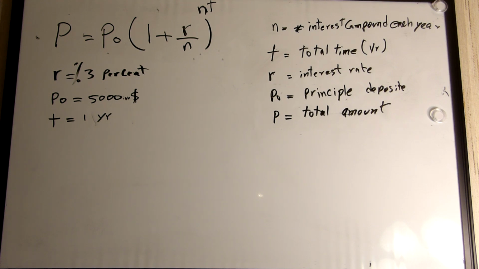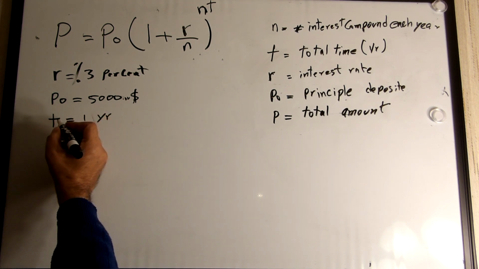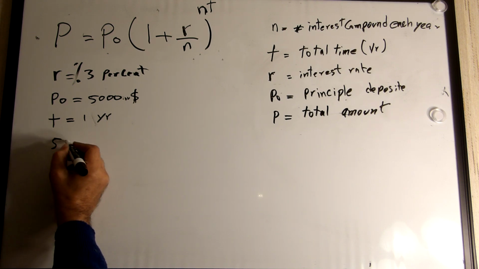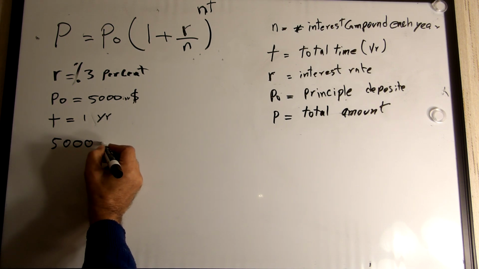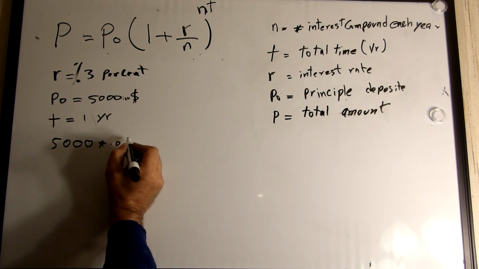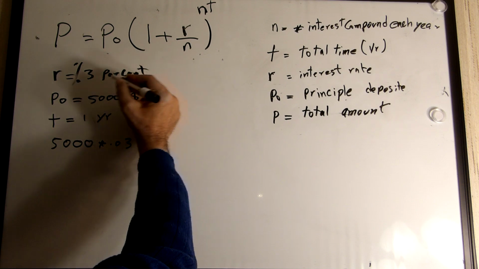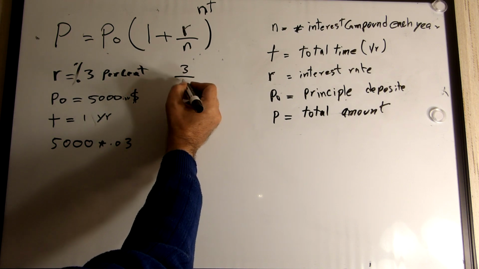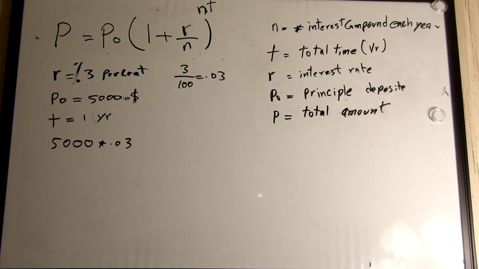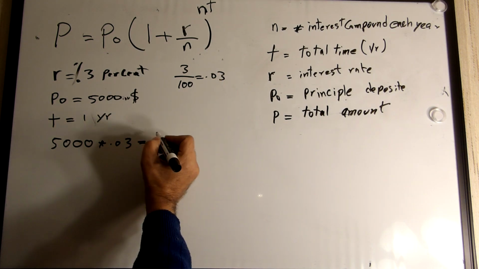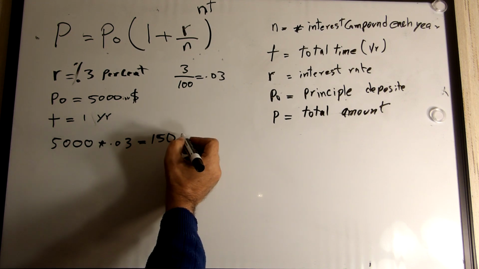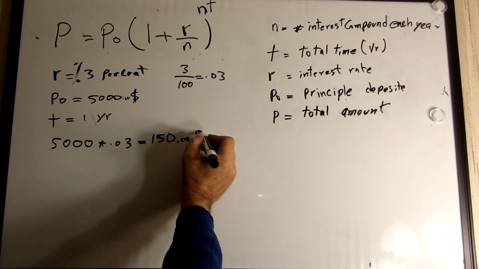let's talk about the interest itself. $5,000 times 3%. When you say something like 3%, you say 3 divided by 100. It's going to be 0.03. Okay, the interest is going to be 150. Just the interest of the money, $150.